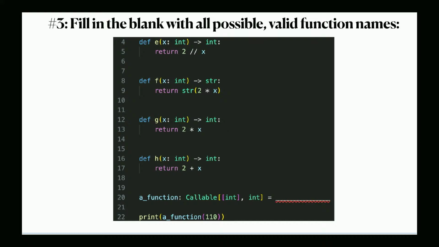E, G, or H, right? Int to int, str to int. So F would not be a valid function to assign, but the other three would be. And this brings up the last point we'll make before we start writing some code together, which we'll come back to, about why this is all valuable, which is, of course, it makes sense. You can have many different functions that are the same type.